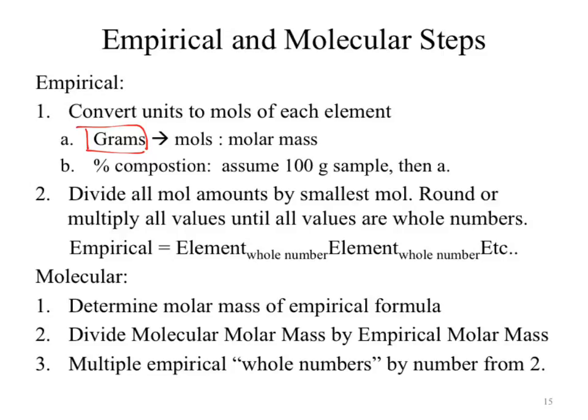Once you've got your mole amounts, you'll divide all of the mole amounts by the smallest mole, round or multiply as necessary to get to your whole numbers. This will then set you up with your empirical formula. Once you've got the empirical formula, if you're asked to do the molecular, you'll need to determine the molar mass of your empirical formula, and then you'll divide the correct molecular molar mass, which will be given to you, by your empirical molar mass, and that'll give you a whole number. Once you've got that whole number, you multiply the whole numbers in your empirical formula by that number.